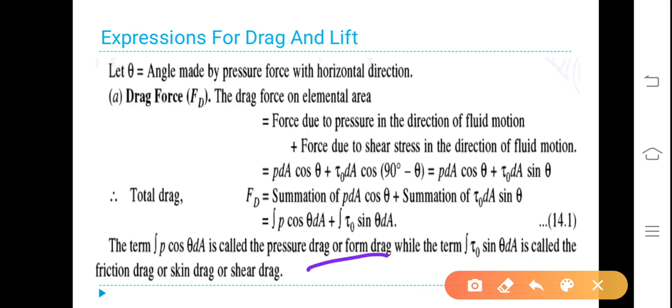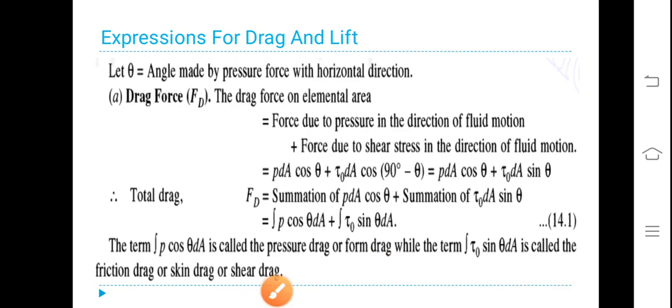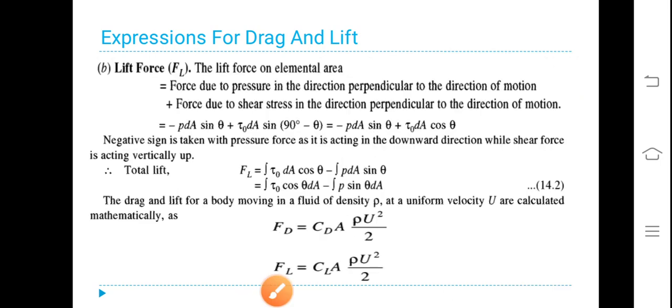Yesterday we were up to this stage. The term integral p cos theta dA is called pressure drag, also known as form drag, while the term integral tau naught sin theta dA is called the friction drag, or skin drag, or shear drag. Now let us continue with the same expression for drag and lift.